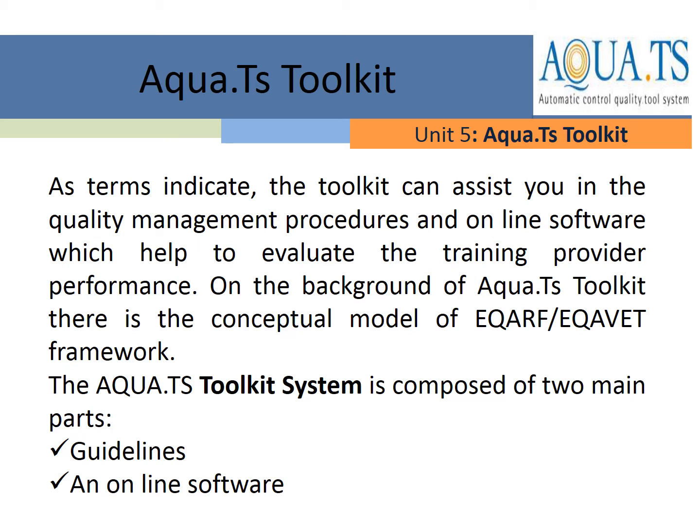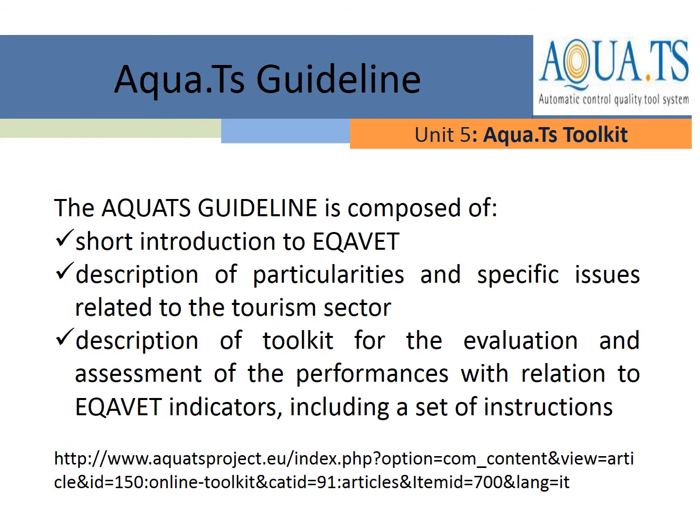Aqua project has developed a toolkit system that is composed of 2 main parts: a guideline that wants to implement indicators within the quality assurance system, and an online software which helps to evaluate the training provider performance. The Aqua Toolkit system offers indications and a conceptual pathway to verify the compatibility and adequacy of the quality assurance systems with Aquats indicators and to better evaluate the performances at a different level according to the field or the area of application of the instrument.